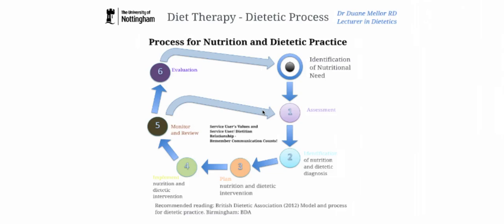To look at the care process for nutrition and dietetic practice. This is based on the British Dietetic Association's Model and Process for Dietetic Practice 2012. This is a 7-component model starting with the identification of the nutritional need via assessment, identification, planning and implementation with monitoring and review of the whole process. An important addition is evaluation of how the practice is fitting with service needs.